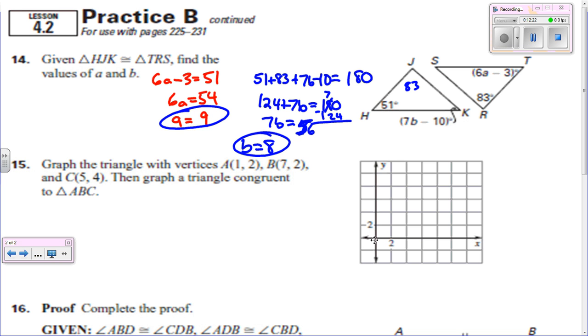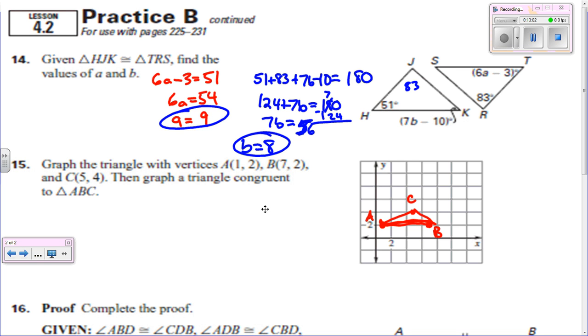Graph the triangle with vertices 1, 2. So because these each go up by 2's, you go over 1 and up 2. That's point A. Then you do 7, 2 also. 2, 4, 6, 7. B and C, which is 5, 4. 2, 4, 5, up 4. I drew a pretty terrible triangle there.